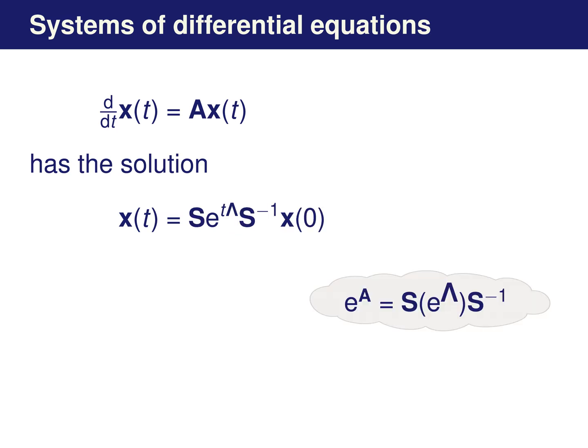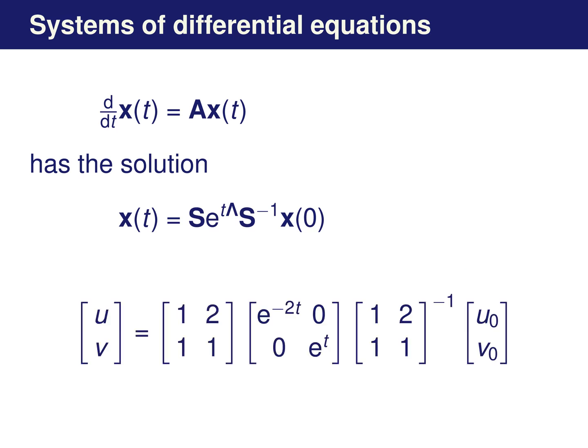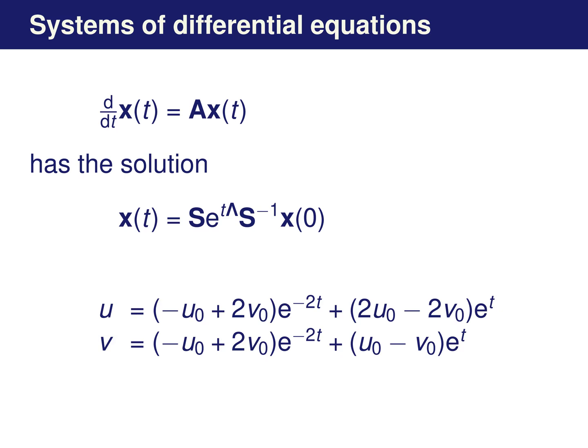We can replace the exponential operator with its diagonalization. The solution to the original problem simply involves its eigenvalues and eigenvectors. We substitute in the values from the original problem, and simply get this solution.